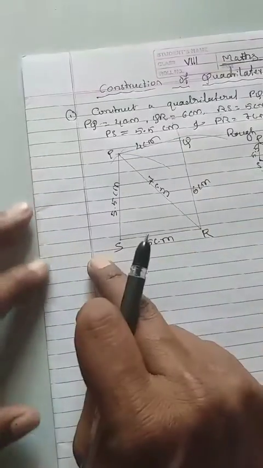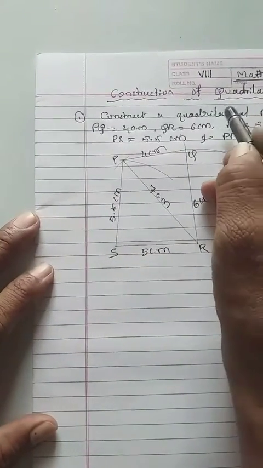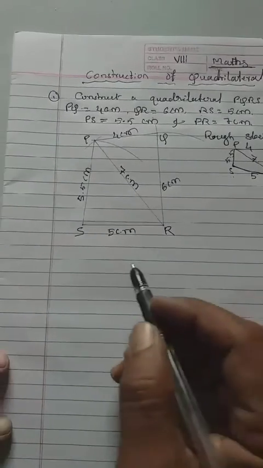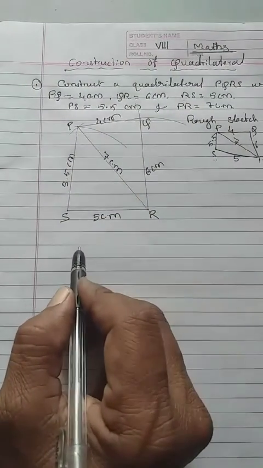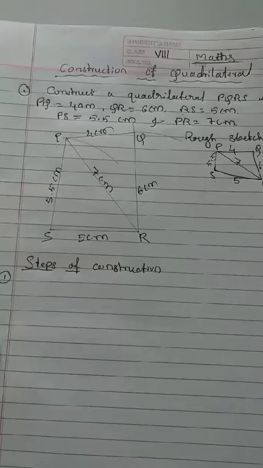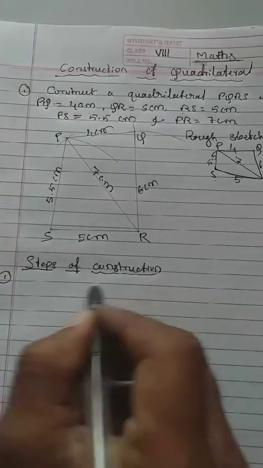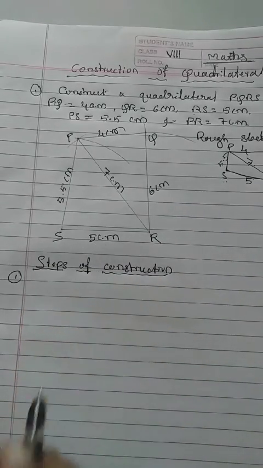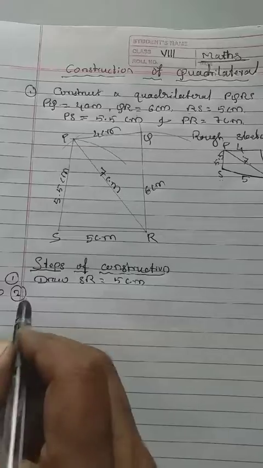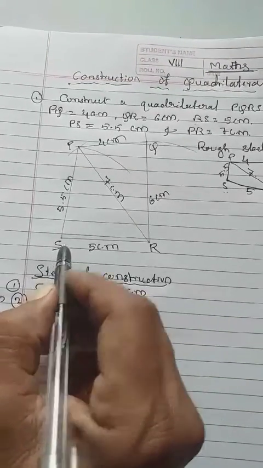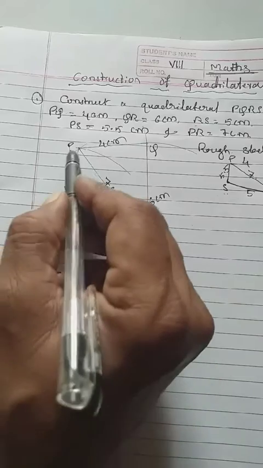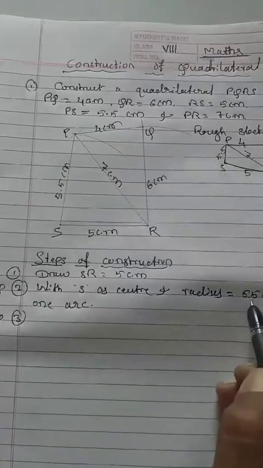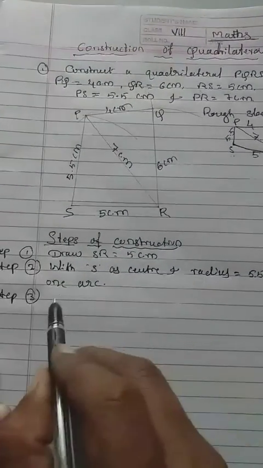Now PQRS is our required quadrilateral with the given measurements. Now write the steps of construction, how we have constructed. Steps of construction. Step 1. Draw SR equal to 5 cm. Step 2. With S as center and radius 5.5 cm, draw one arc.